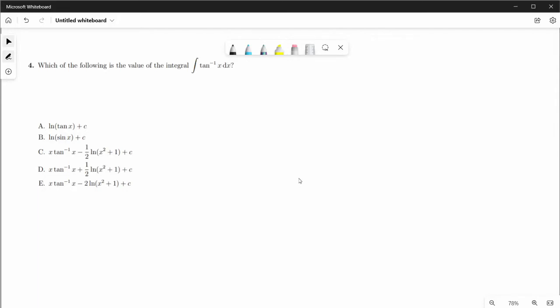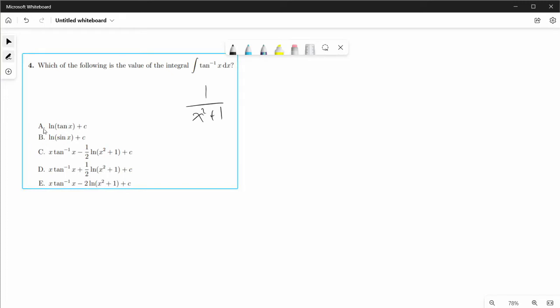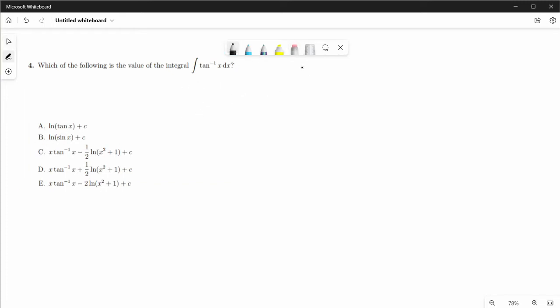For number 4, we have to take the integral of tangent negative 1 of x. When I first saw this question, I thought it would just be 1 over x squared plus 1. But then I realized that's the derivative of tangent negative 1, and I'm pretty lucky that that's not one of the answers. I would have definitely chosen that. But looking at this, it's sort of unclear what to do at first.